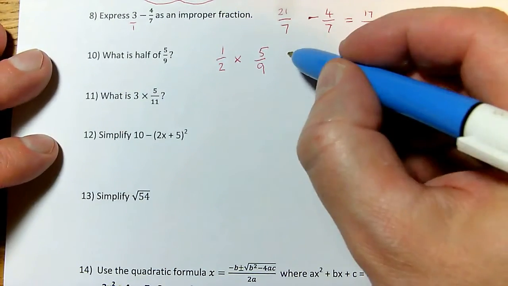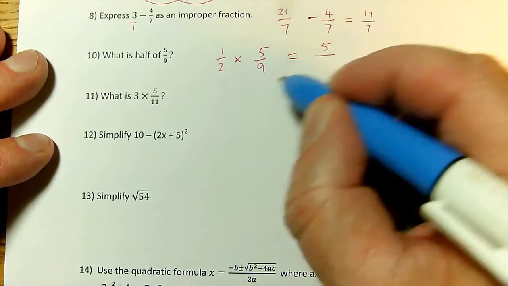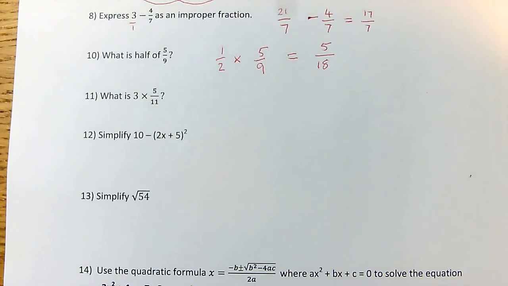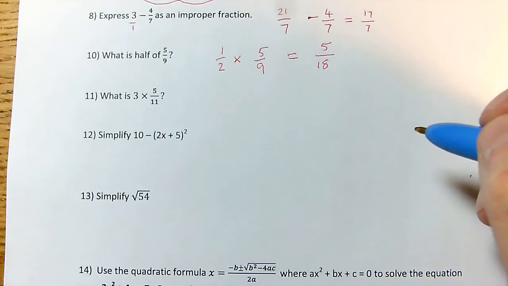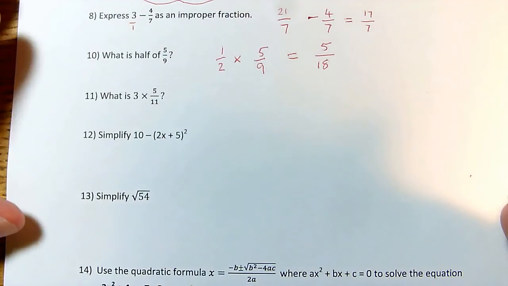Now it's just a rule for multiplying fractions. On the top, 1 times 5 is 5. On the bottom, 2 times 9 is 18. So it's 5/18. You may have another way of getting to that same answer. As long as you've confidently got to 5/18, I'm sure you're doing it right.